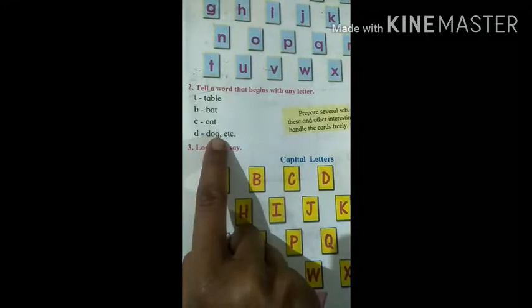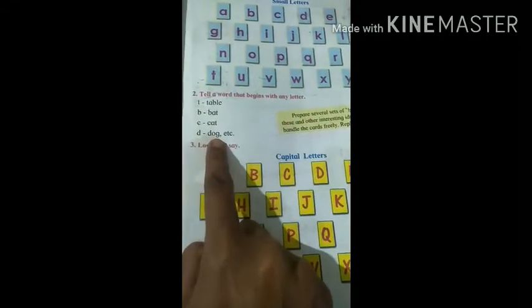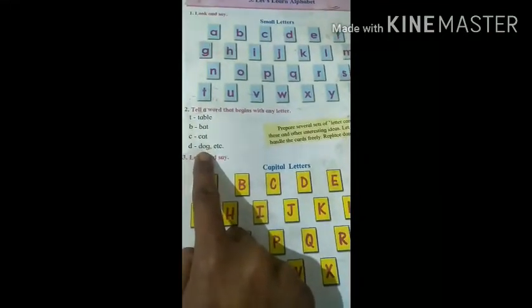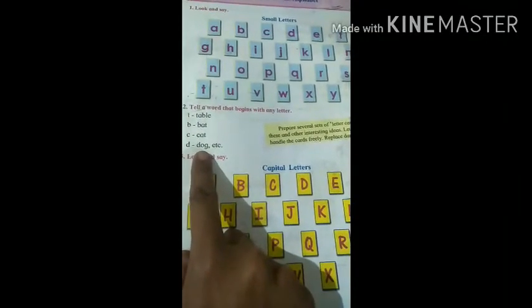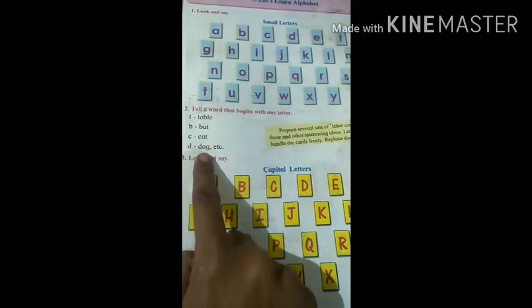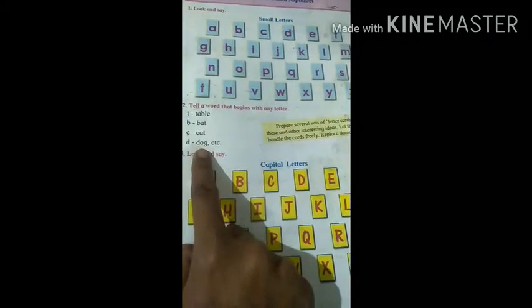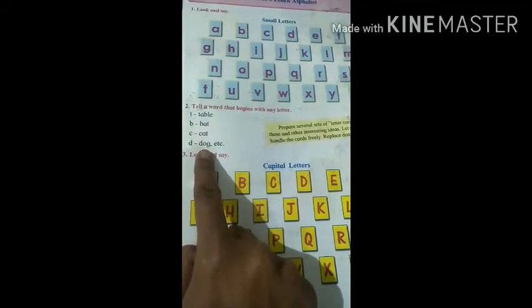They have given the word dog. They have given the example of dog. D for dog. And more words we have to find out. From D, duck. Very good. From D, drum. Very good. From D, think about it. Yes, we can say dig.